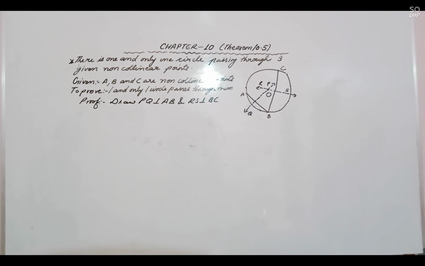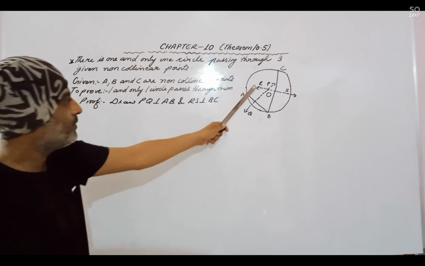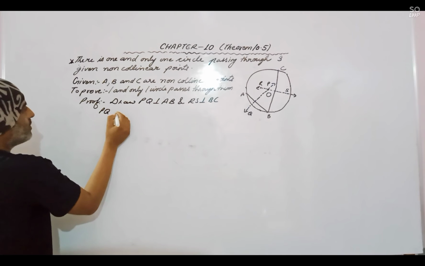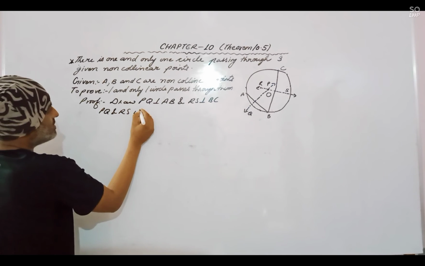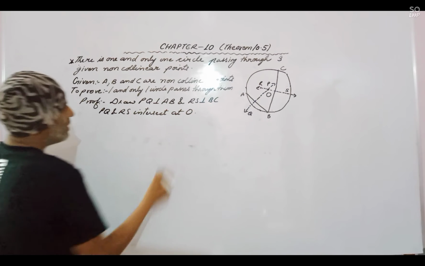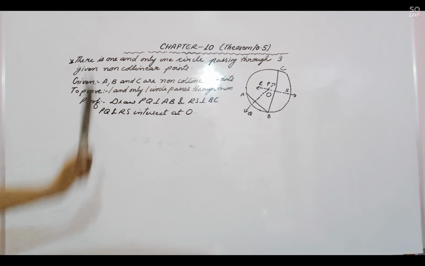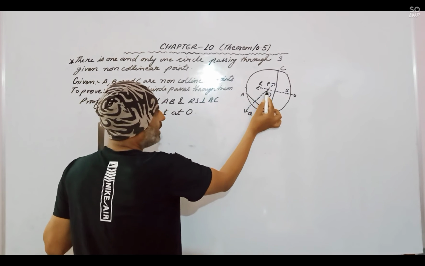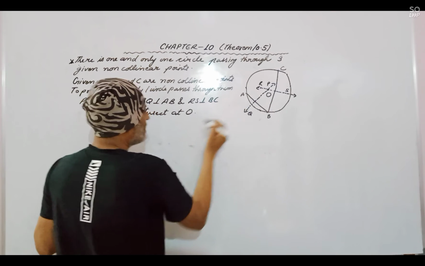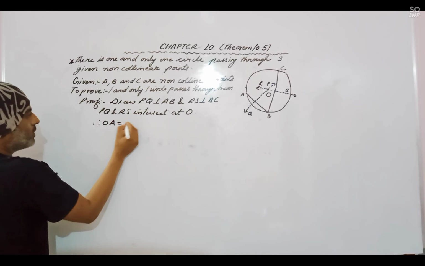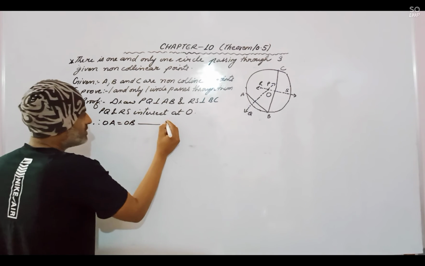Now, if you see carefully, PQ and RS intersect at O. So you write this: PQ and RS intersect at O, where O is the center of the circle. Alright, so what do we see here? We can see that from the center, the distances OA and OB are the radius. Therefore distance OA is equal to distance OB. This is point number 1.